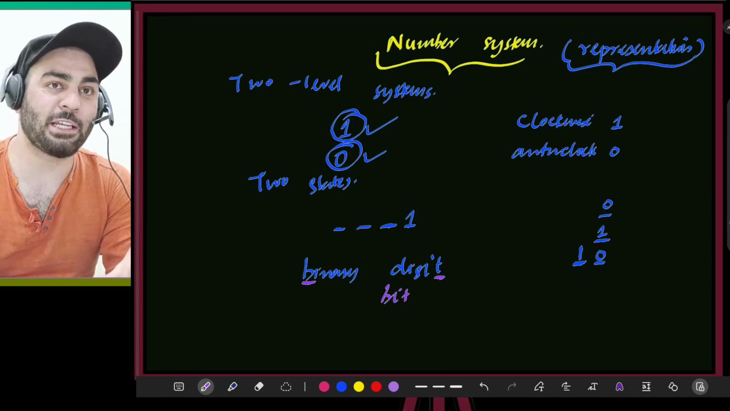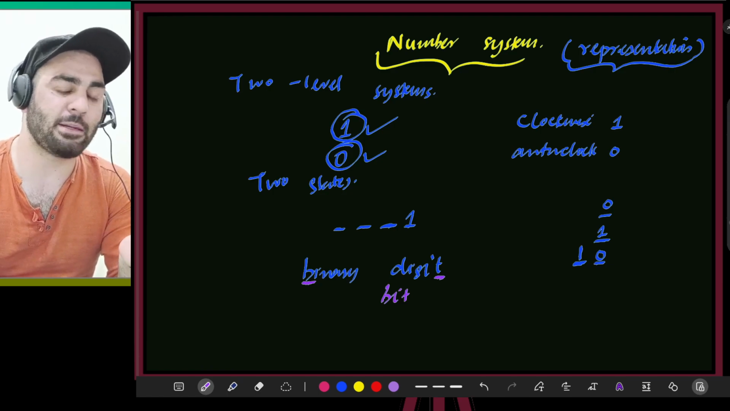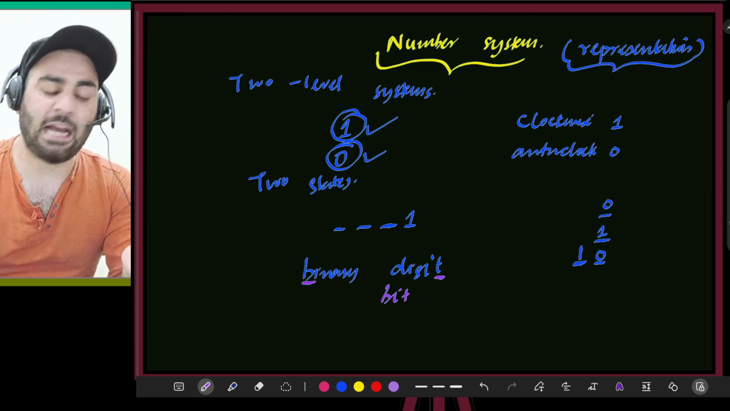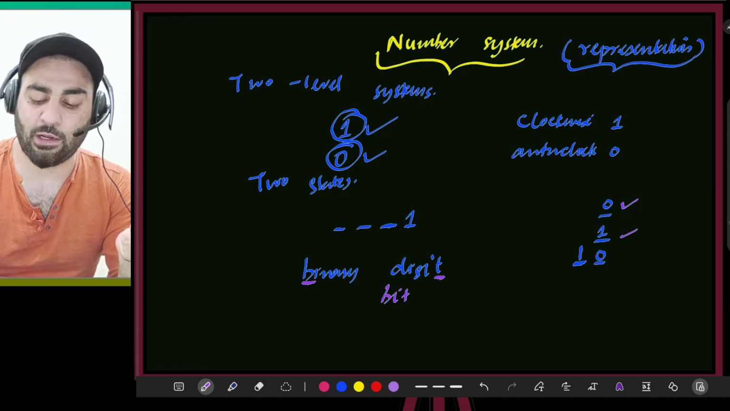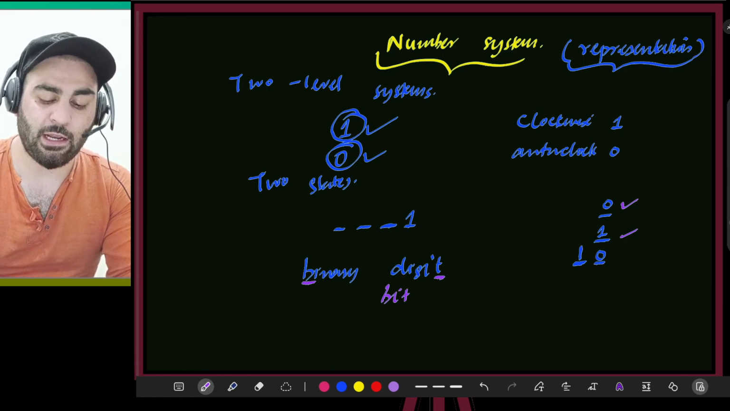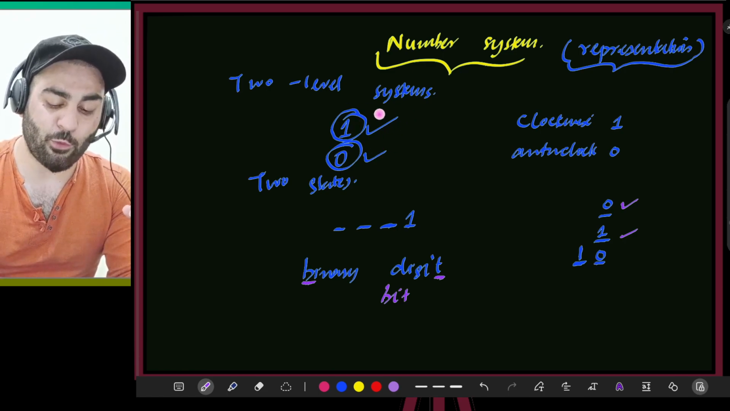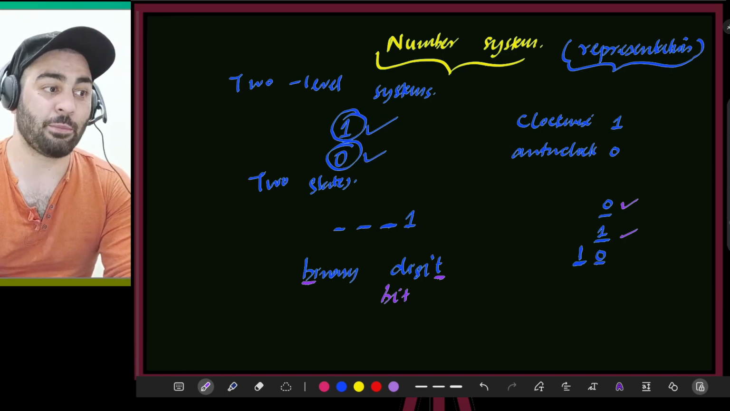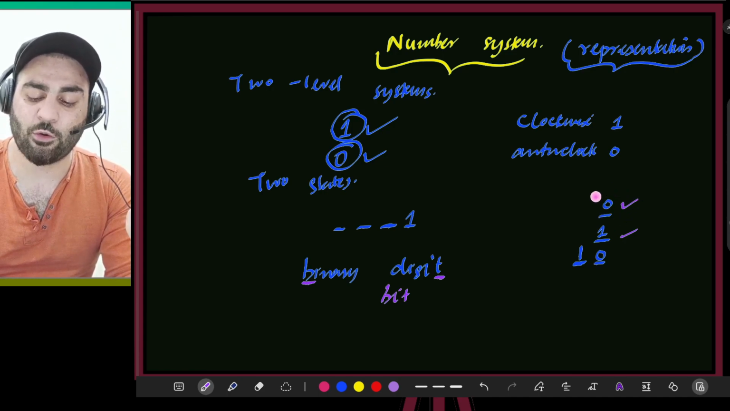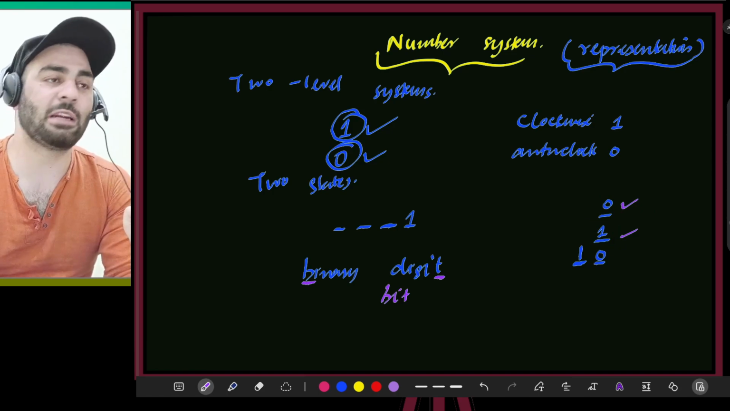Okay, I hope everybody is following me. So here we have a two-level system. For the two-level system, we need a representation. So for the representation, what I said is, I'll introduce some symbols, 0 and 1. 0 means one level and 1 means some other level. So if there is a current, we call it 1, and if there is no current, we call it 0 in modern computers where we have these transistors. Now I was saying if you have to represent 0, you can represent it like this. If you have to represent 1, you can represent it like this.